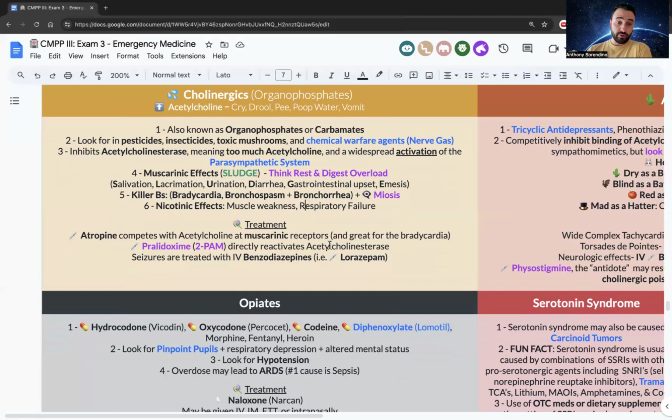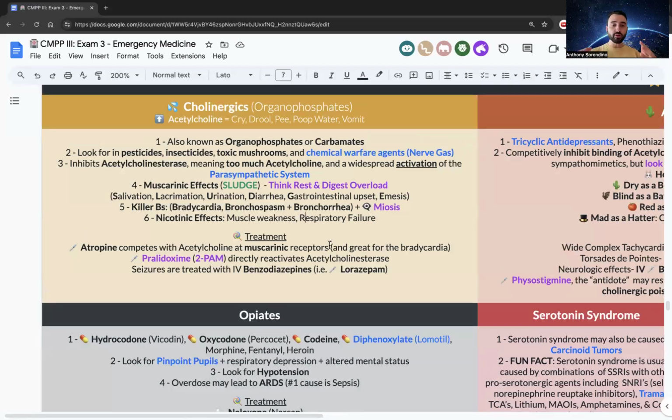All right. Now the treatment for this, there's kind of two parts to this. Atropine is going to be the one that competes with acetylcholine. So again, you have this parasympathetic overload. Atropine is going to directly compete and get to the receptor before acetylcholine can get to its receptor. Also going to be great for bradycardia, right?